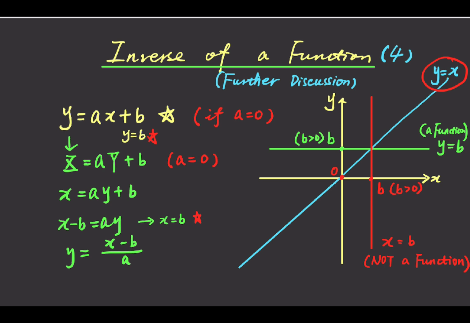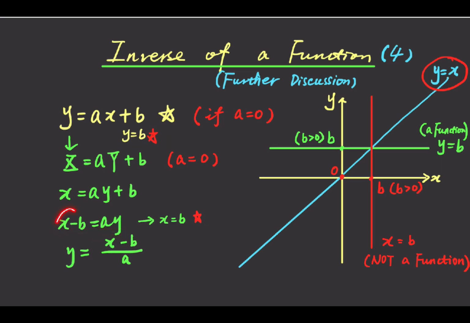And further discussion, if you transform this expression to this expression, you will find out y equals (x minus b) over a. Here, a equals 0. That will say, in the position of the denominator, a equals 0. So this expression will be undefined. That is, in this situation, the expression will be a vertical line. This vertical line is not a function. It is just a vertical line.